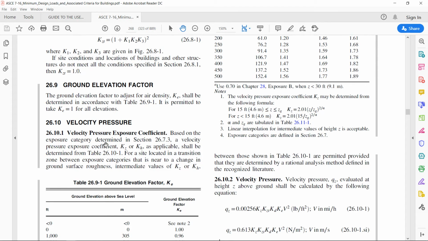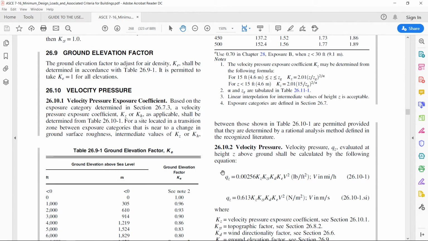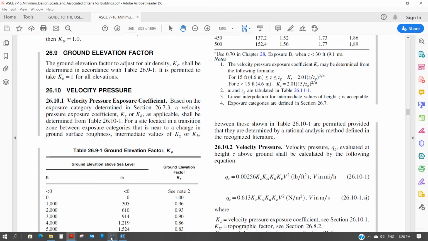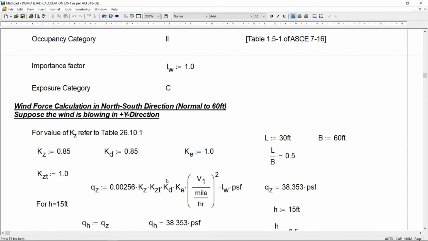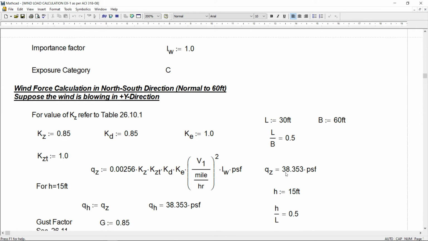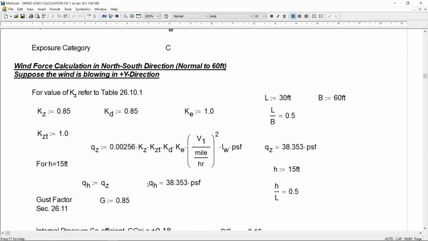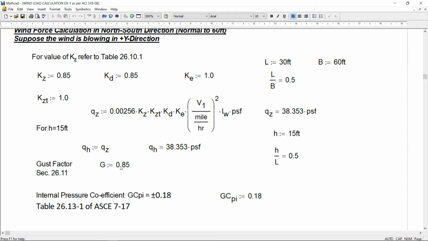So having all this information, we can apply these parameters to this equation, which is velocity pressure equation 26.10-1, which is qz equals 0.00256 times Kz, Kzt, Kd, V squared. So here we have calculated using the same formula. So our pressure comes out to be 38.353 pounds per square foot. Now the same qz will be equal to qh in our calculation, and gust factor is here 0.85.